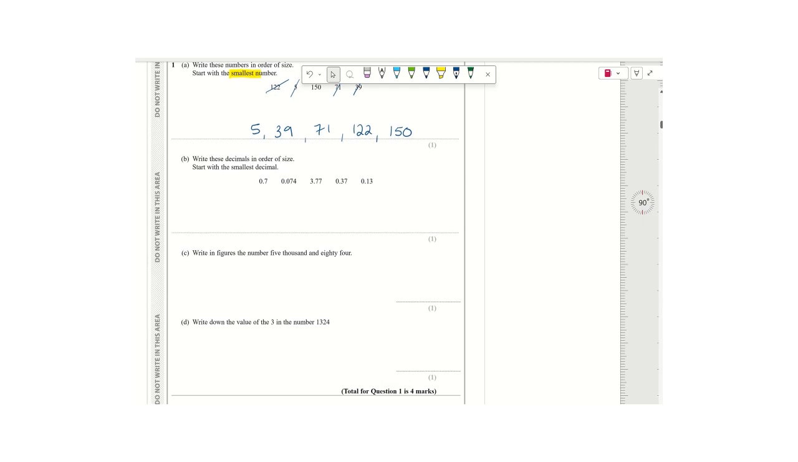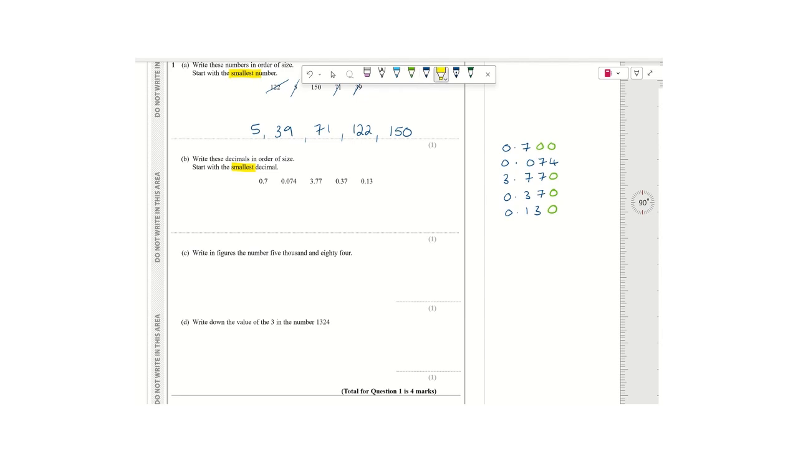Part B, write these decimals in order of size. Again, start with the smallest. So we said before that for decimals, it's sometimes easier to line them up vertically, but making sure you line up the point. And then you can fill in any missing numbers with zeros. So it makes it easier to see what's going on.